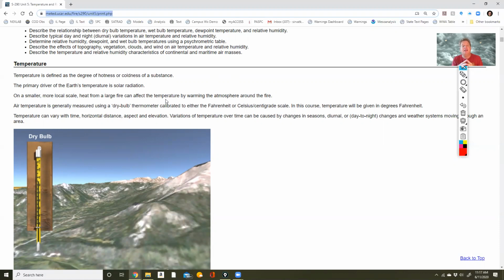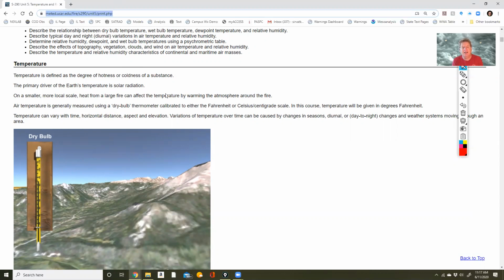Okay, temperature, it says, is defined as the degree of hotness or coldness. No, temperature is the average kinetic energy, K-I-N-E-T-I-C, of the molecules. So there's molecules in air, and they're moving around like this. The faster they're moving, the more kinetic energy they have. Kinetic energy is the energy of motion. So when something's warmer, they move faster. When something is cooler, they move slower. That's what you need to know about what temperature is.